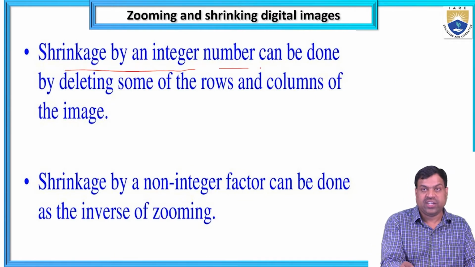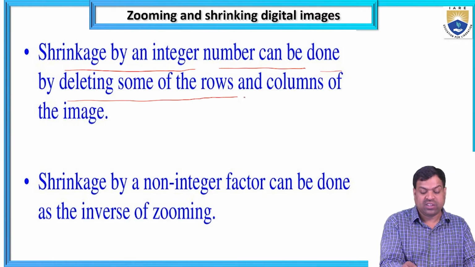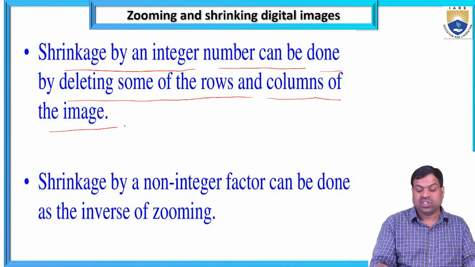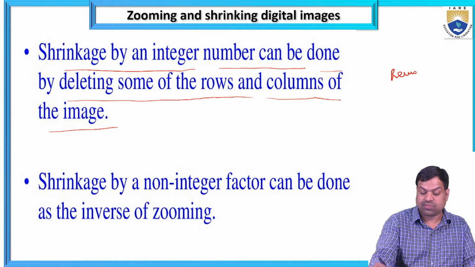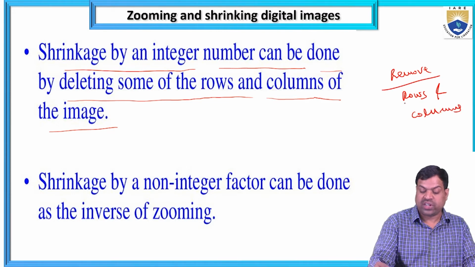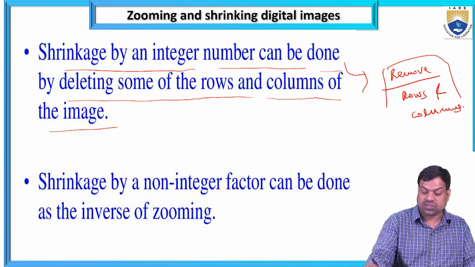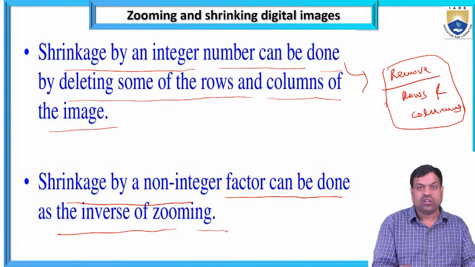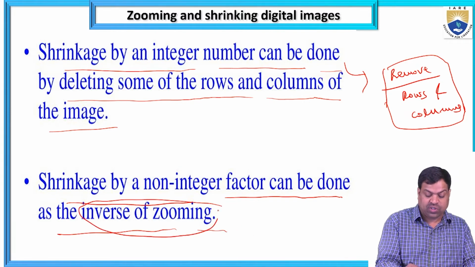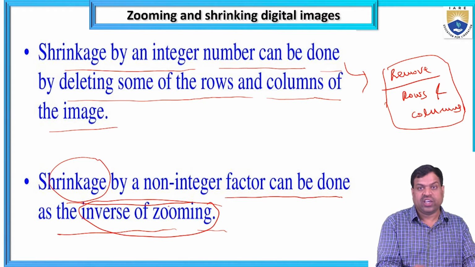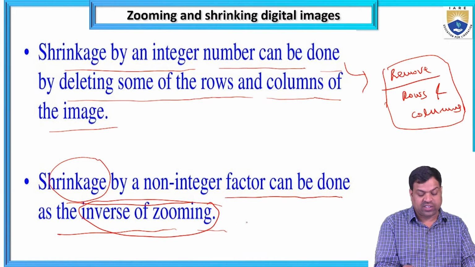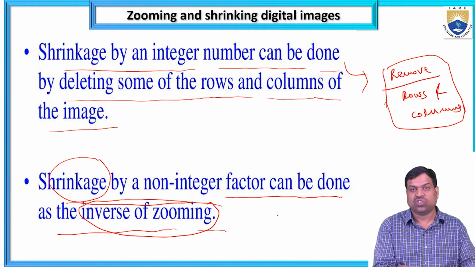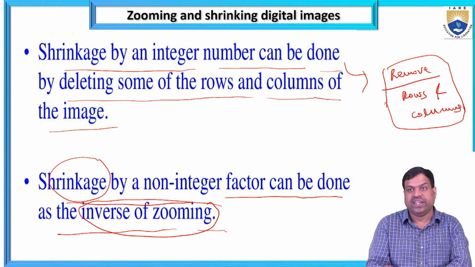Shrinkage by an integer number can be done by deleting some of the rows and columns of the image. So it is possible to remove rows and columns in the shrinkage. But shrinkage by a non-integer factor can be done as the inverse of zooming. When we apply the inverse of zooming, that is shrinkage with a non-integer factor.